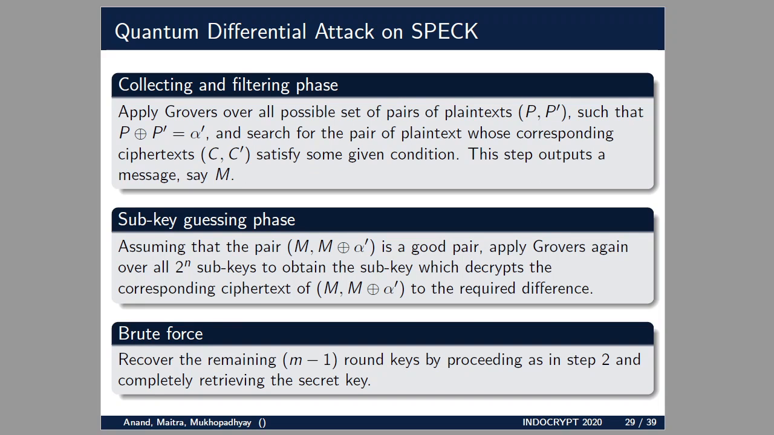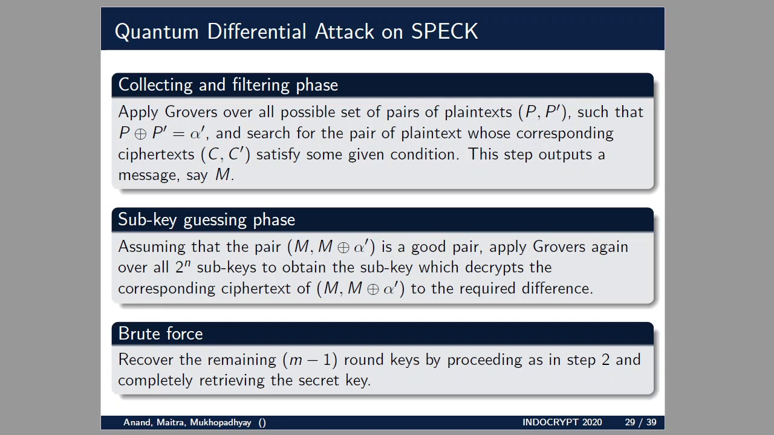So in the first phase, we apply Grover's over all possible pairs of plaintext p and p dash, such that p XOR p dash is equal to alpha dash, and then we search for the pair of plaintext whose corresponding ciphertext satisfies some given condition. This step outputs a message, say M.